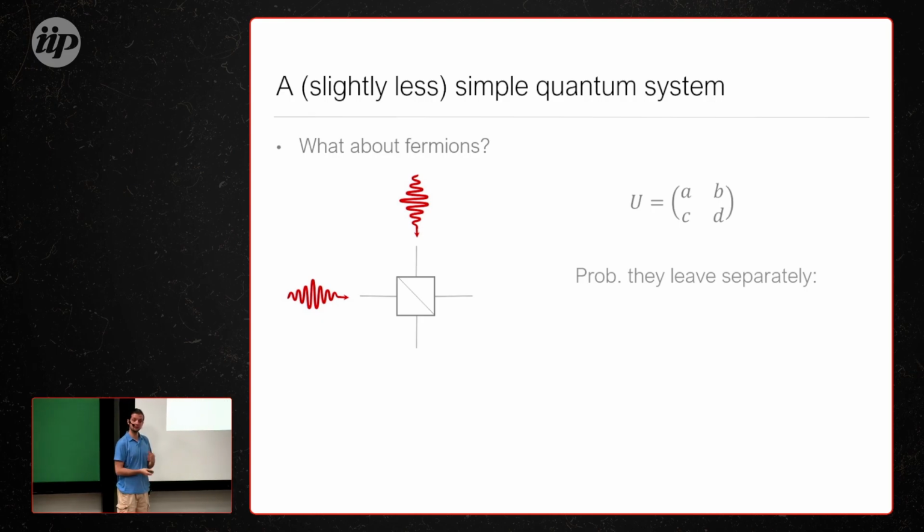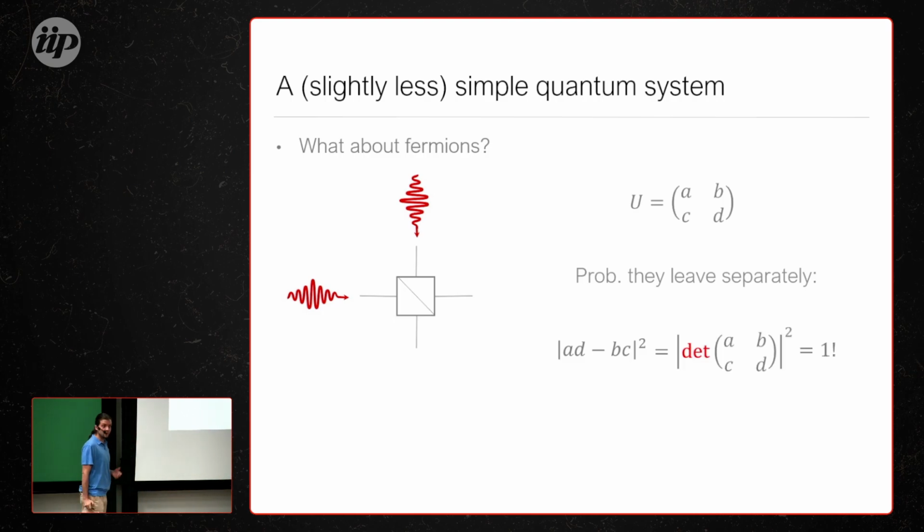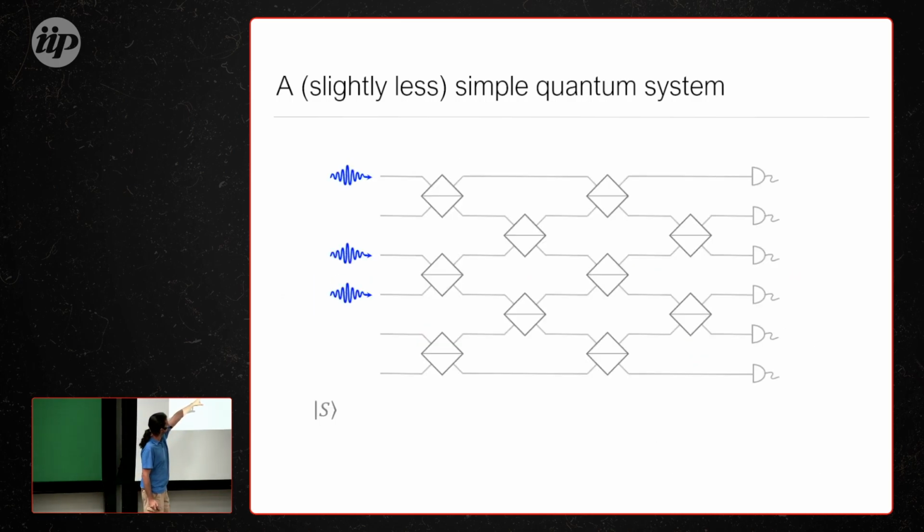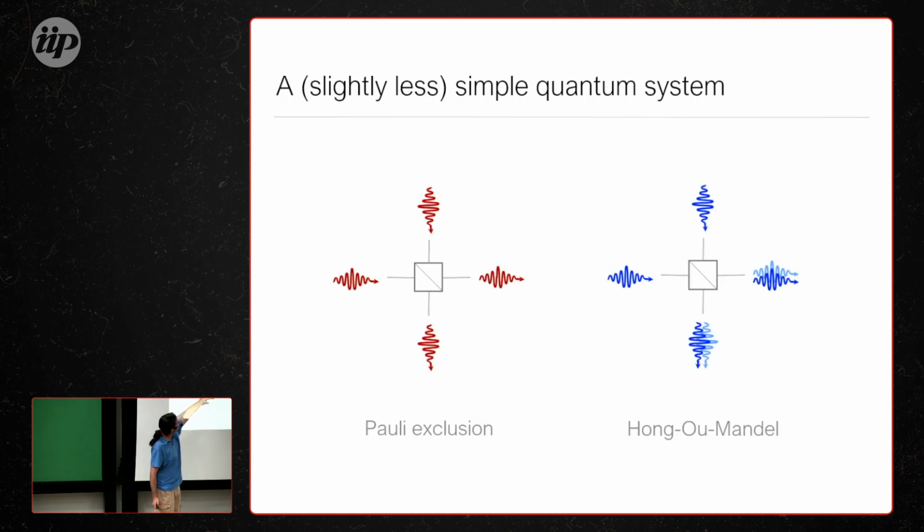But let's stop to talk about what fermions do, right? If you have fermions, the wave function is now, rather than being symmetric, anti-symmetric. And just from that anti-symmetry, the probability that they leave separately is given by the determinant of that matrix. But if that matrix is unitary, as it has to be, the absolute value of this determinant is 1. Which makes sense, because this is nothing more than the Pauli exclusion principle, right? Fermions can never leave the interferometer together because they're fermions. So bosons always leave together, fermions always leave separately, right?